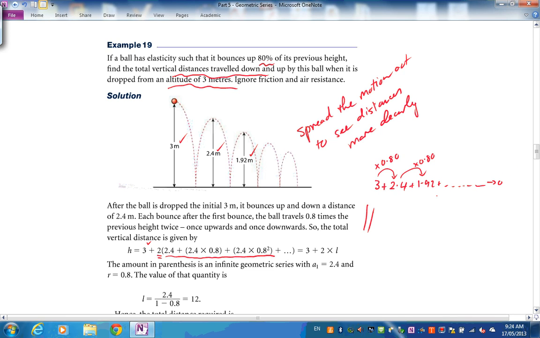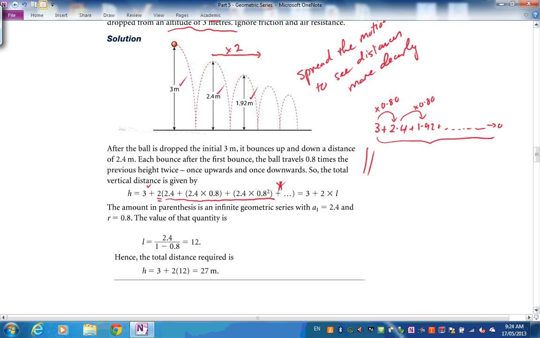So it's not quite as easy as what I've got here, because it bounces 3 metres and then when it comes down it only bounces 2.4. So from here onwards you have to multiply it by 2. It goes up and then it bounces again. So can you get that idea here? What we would then do is in this bracket, this is going to be infinite. It's going to keep going.